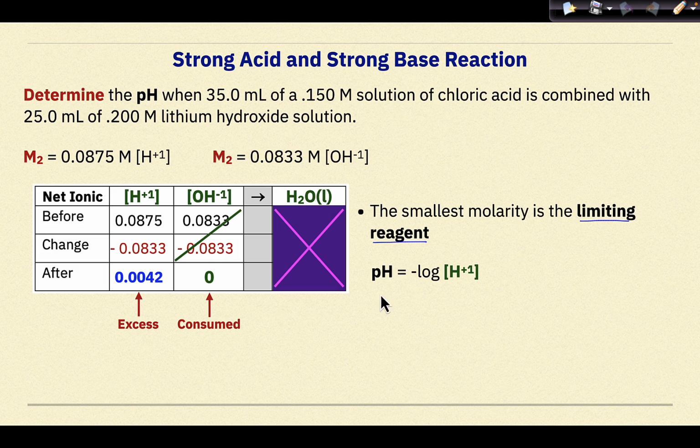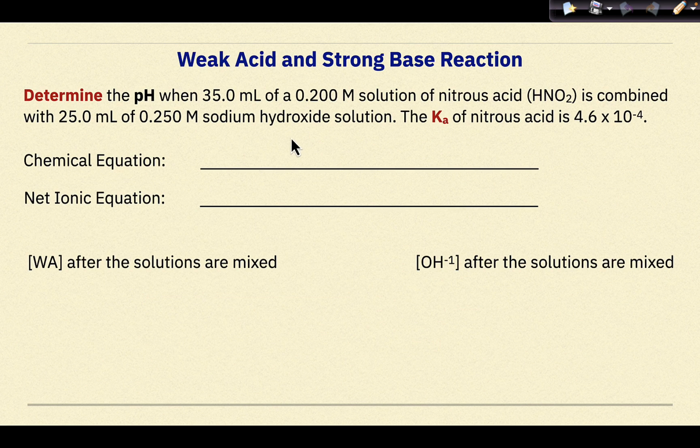So we'll use the pH formula, pH is equal to the negative log of the hydrogen ion concentration. We'll substitute in our hydrogen ion concentration from the table and determine that the pH of the solution is equal to 2.37. Let's do another example.